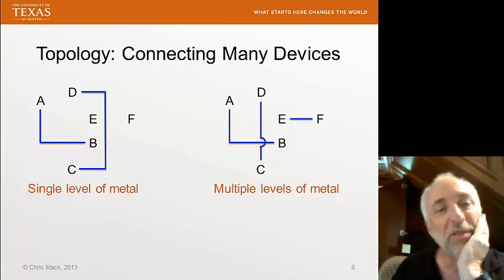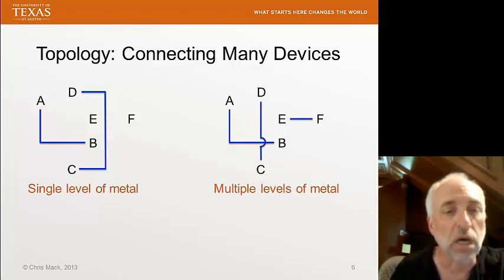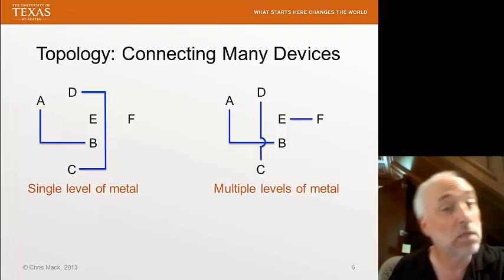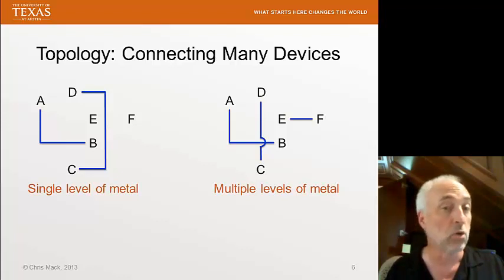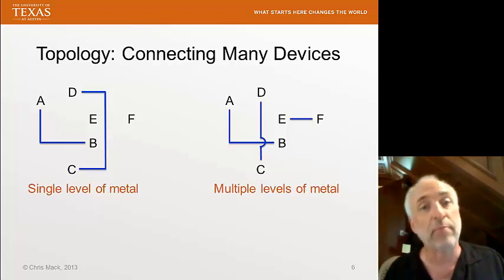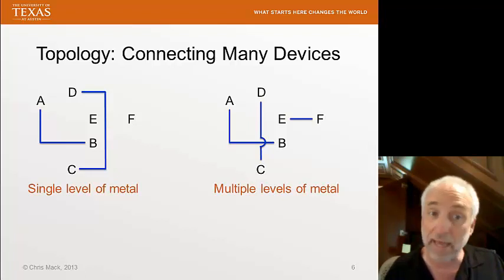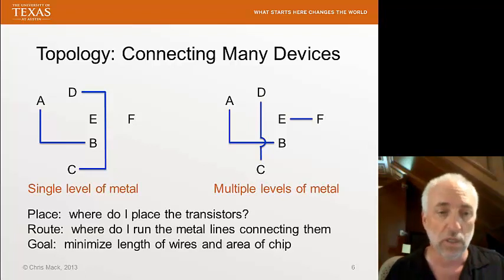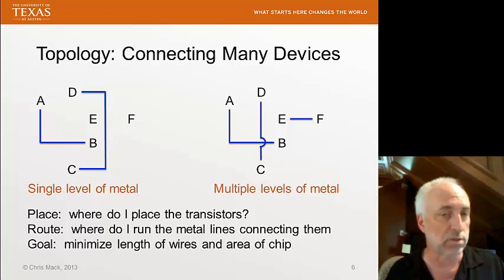Well, this brings up a couple of other interesting points. The difficulty of making these connections from, say, C to D is a function of where the transistors C and D are. Where do you put those transistors in the first place? That problem: I've got a circuit diagram, I have a bunch of things that I have to connect in a certain way. Where do I physically place them on the silicon surface? That's called placement, or place. Where do I place the transistors?